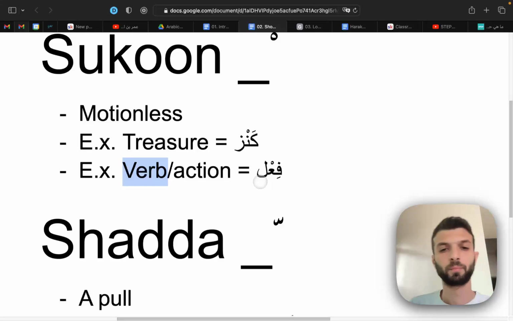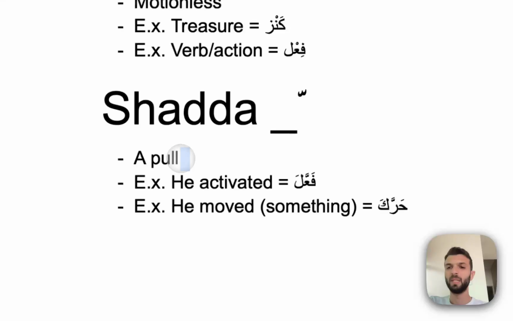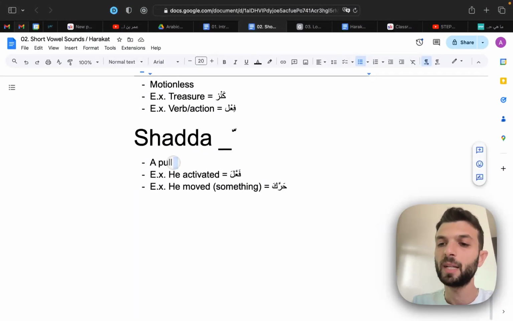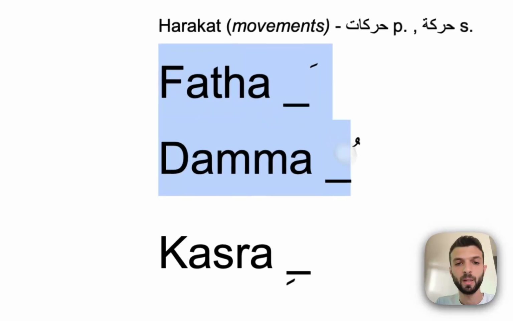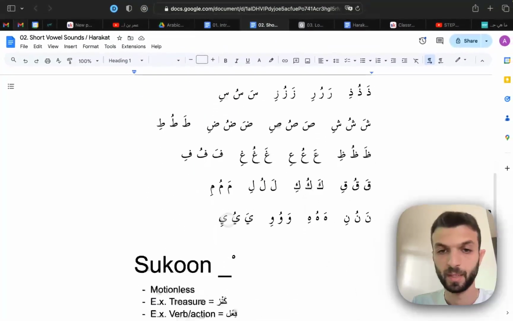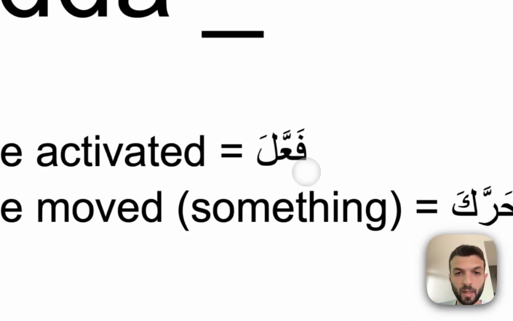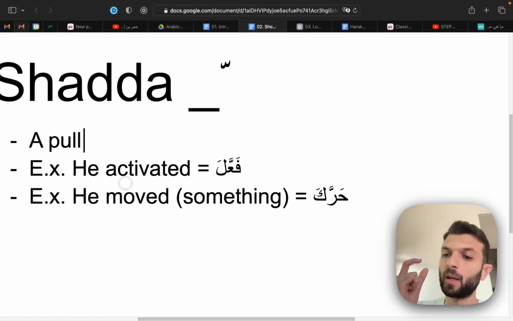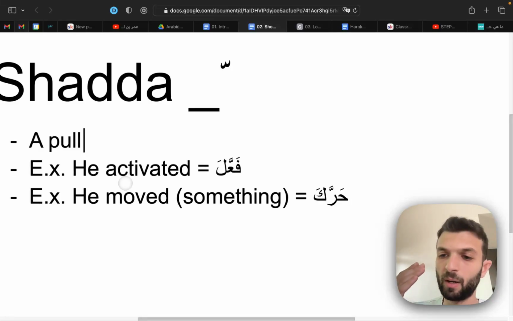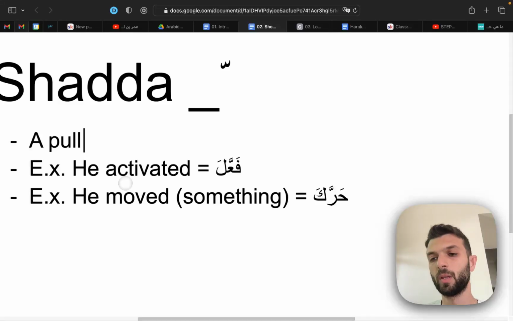Fi'l. Then there's the shadda. The shadda means a pull. So it's an enunciation of the letter, and it combines with one of the main three harakat or vowel sounds, the fatha, damma, or kasra. It has to combine with them. And what we do is we enunciate on the consonant sound, and then we release into the vowel sound of the haraka that is combined with the shadda.